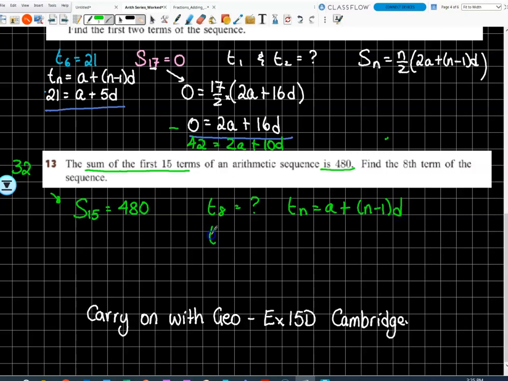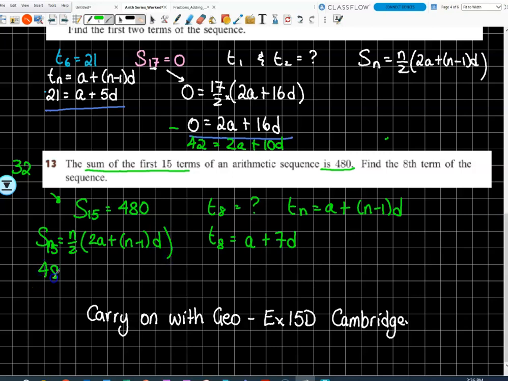So we're going to go T8 equals, don't know what A is. N we know is 8, agreed. So we end up with 8 take 1 is 7D. And we go, ooh, this is not good. Not only do I not know A and I don't know D, but I also don't know T8. Let's just do something. Never give up. Never say die. So I'm going to go with my original S15 equals N over 2, 2A. Right, I've got no other choice. I'm not going to go with the L unless this doesn't work.